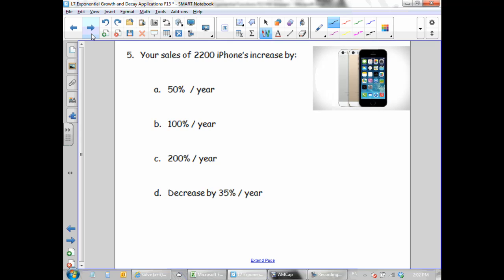Same kind of little questions. How about S for sales? S for sales. That's a good letter. Start with 2,200. Now, in the bracket, what do I put?